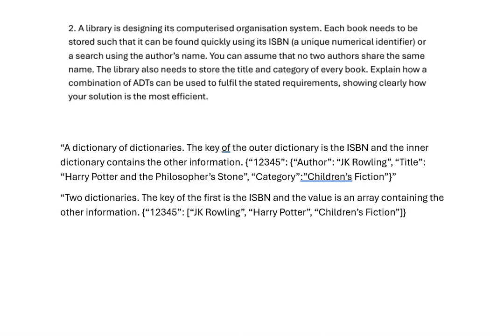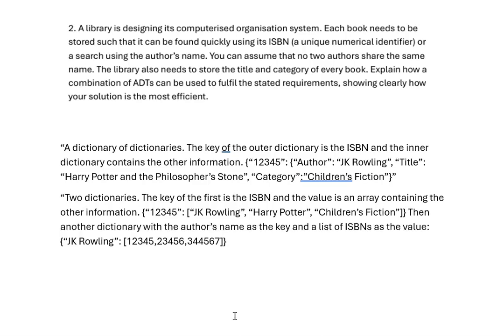So that is going to be a dictionary of lists. It would have to be a dictionary of lists because we know that one author can have any number of books. We've assumed that the author's names are unique. So now we've got to justify this. Well, let's just think about how that's going to work.